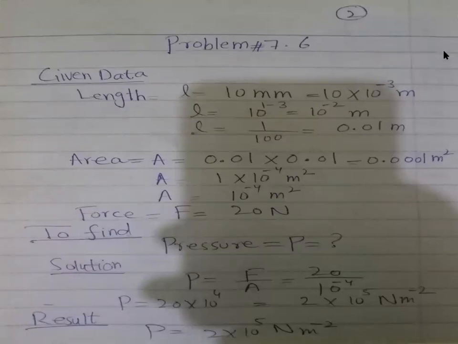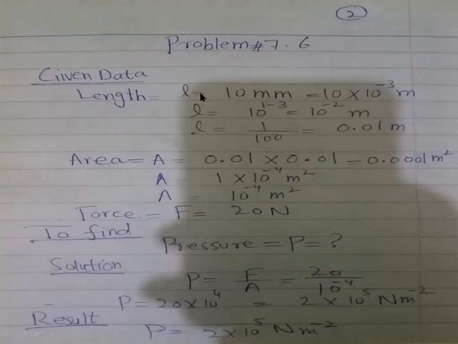force 20 Newton. First of all, length is given to me, which is 10 millimeter. 10 millimeter means 10 to the power minus 3. So 10 multiplied by 10 to the power minus 3, because we want to convert this into meter. So length will be 10 into 10 to the power minus 3 meter. How do I convert? When the bases are the same, powers will be added. Minus 3 plus 1, it will be minus 2. 10 to the power minus 2 meter.